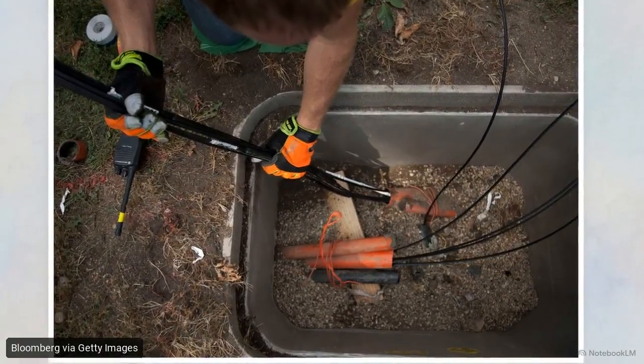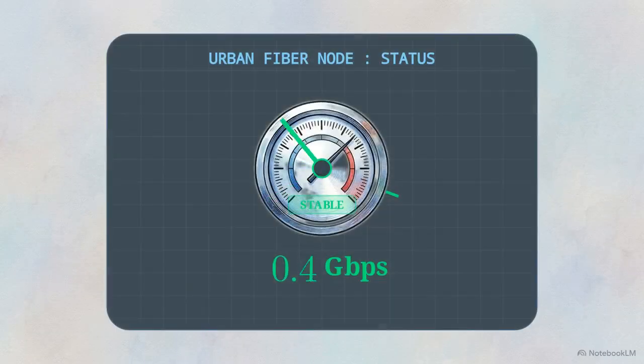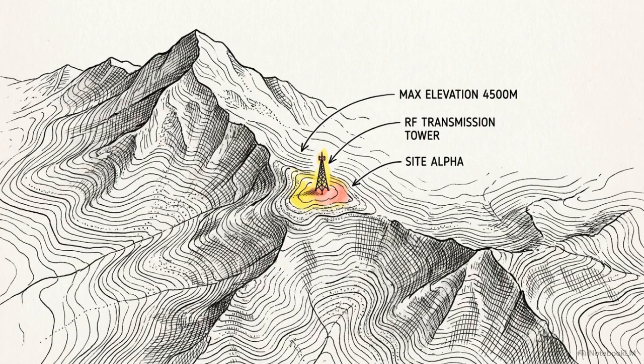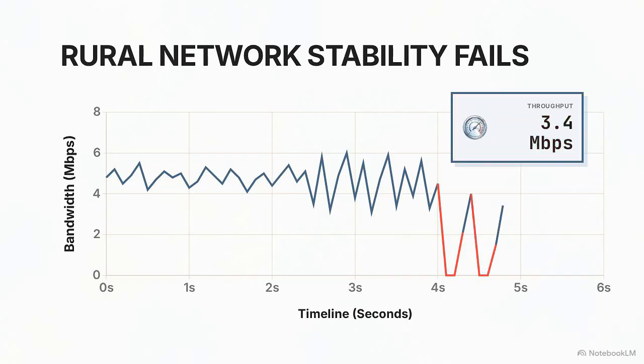Here, we see physical bundles of underground fiber optic cables being installed. These lines provide urban schools with rock-solid stability and raw bandwidth exceeding 1 gigabit per second. The rural satellite node operates under severe physical constraints. It averages speeds of around 5 megabits per second, plagued by high latency and frequent dropped packets.